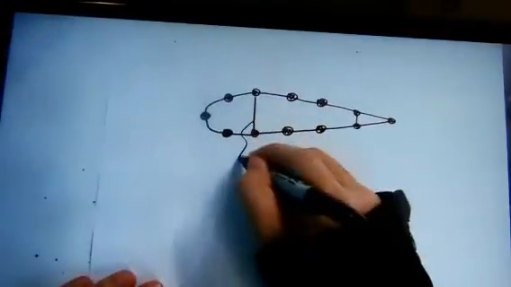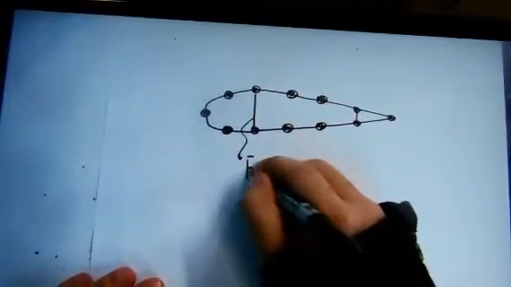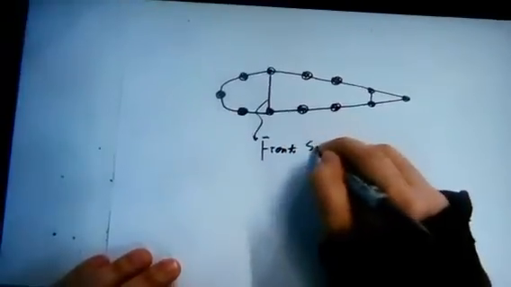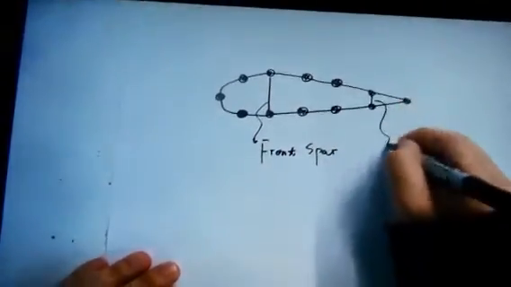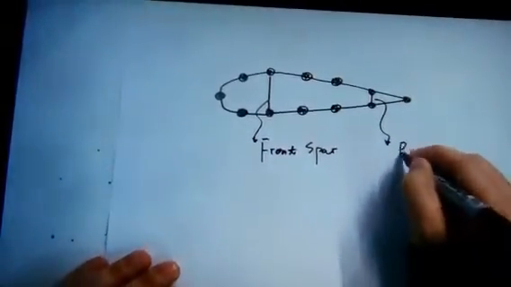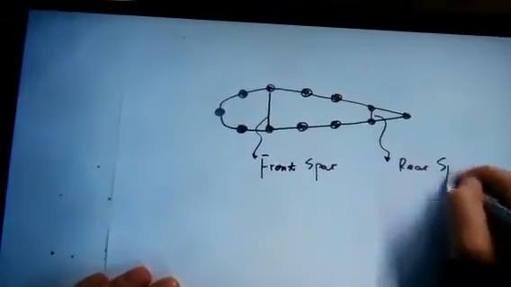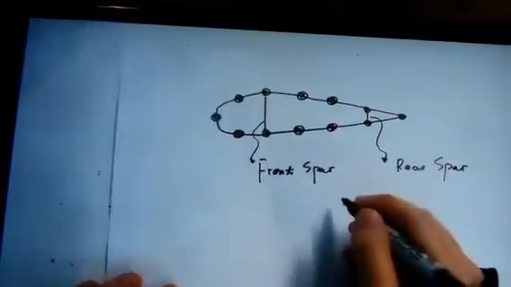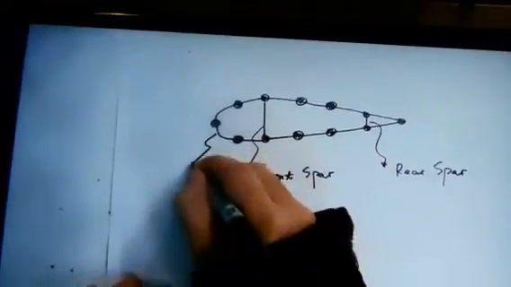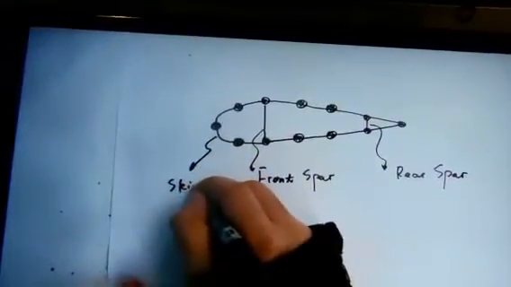This is called the front spar. And this is called the rear spar. And this is still skin. And this is stiffener.